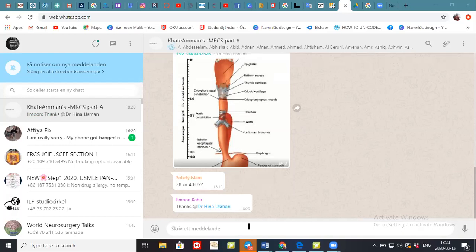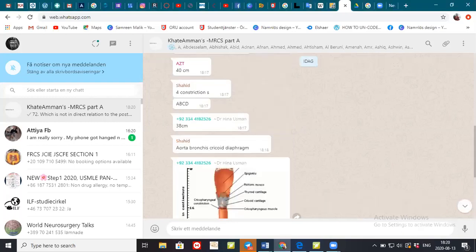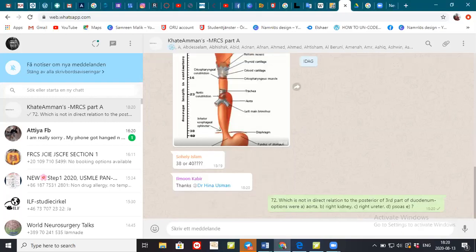So what is the answer? 38 or 40? 40. At the level of T8, T10, it's 40. I know 40. I don't know. You can double check. No, ma'am, because at T10 it enters, so that's the level. It should be 40.